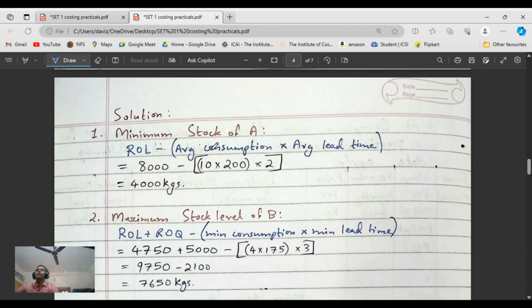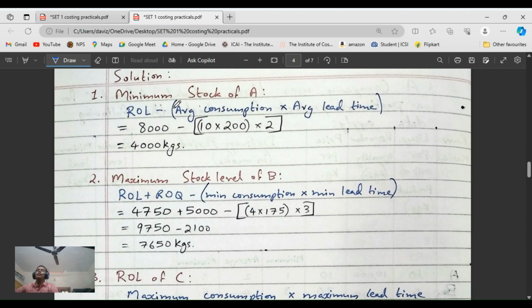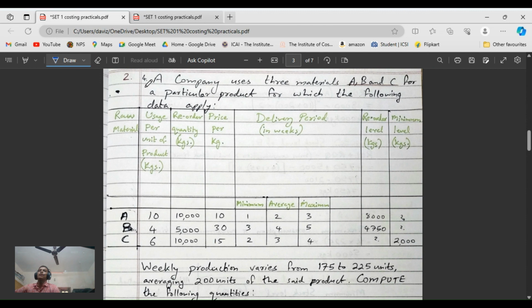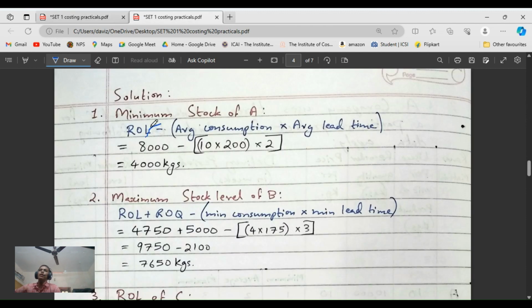Let's see. Minimum stock of A. By applying the appropriate formulas we can get the correct answer. First we have to find minimum stock of A. It is ROL minus average consumption into average lead time. ROL means reorder level. You can look in the question: what is the reorder level of A? 8,000. So we wrote 8,000.